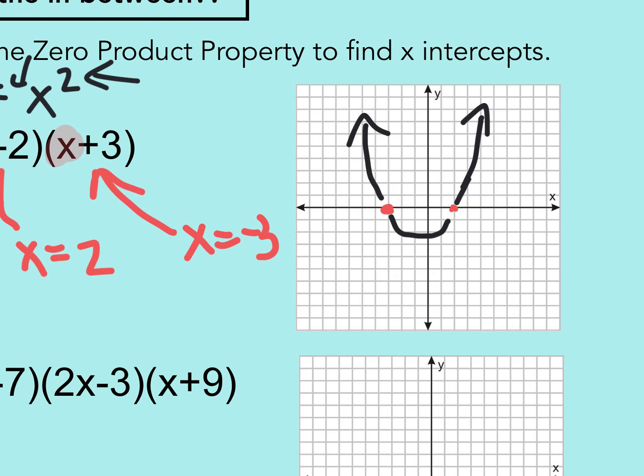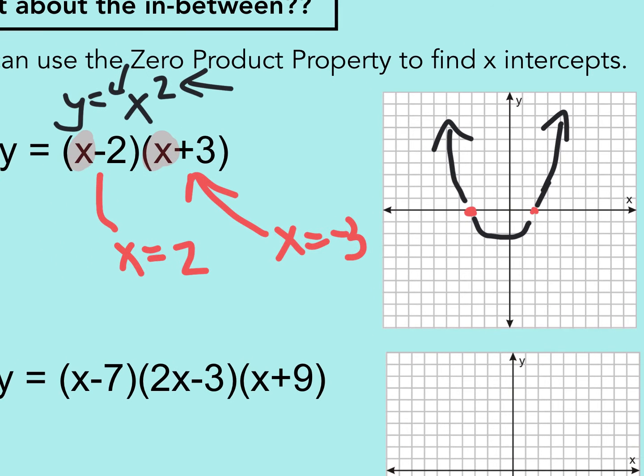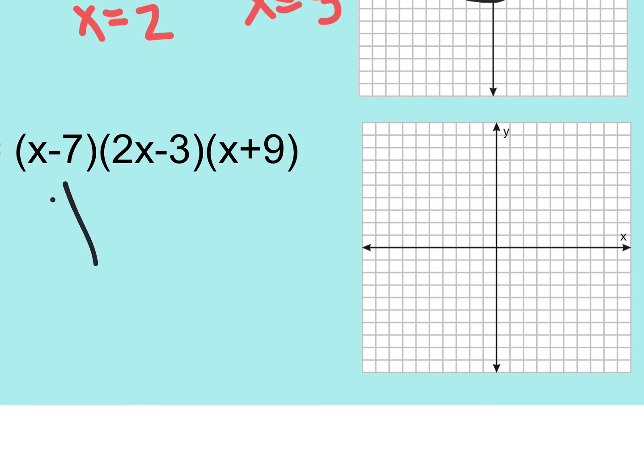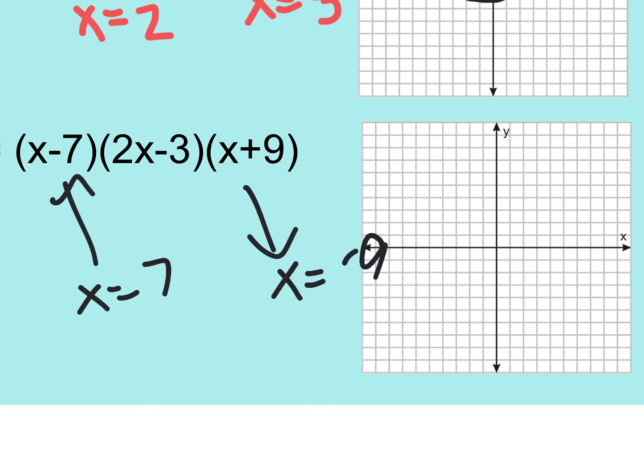So am I just overanalyzing it? I don't think so. You're going to need to know the lead term on every one of the problems on the test. Because you'll always be checking for, is there a negative? Because if there is, the right side's got to go down. All right, so let's look at this one. There's 3 answers. Any small child can tell me that this is 7 and this is negative 9. But that one's trickier.